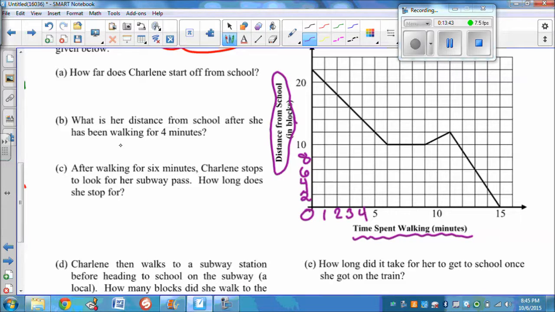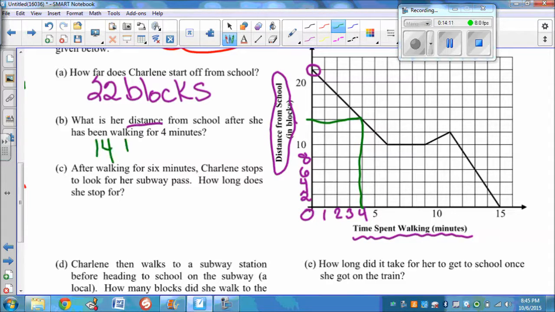It says, how far does Charlene start off from school? So at 0 time, at 0 minutes, she's right here. So that's 22 blocks she is from school. What is her distance from school after she has been walking for 4 minutes? So I would go to 4 minutes and go meet the graph, and what is her distance there? She is 14 blocks from school after walking for 4 minutes.